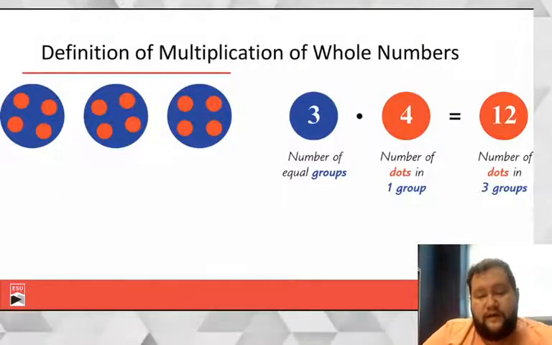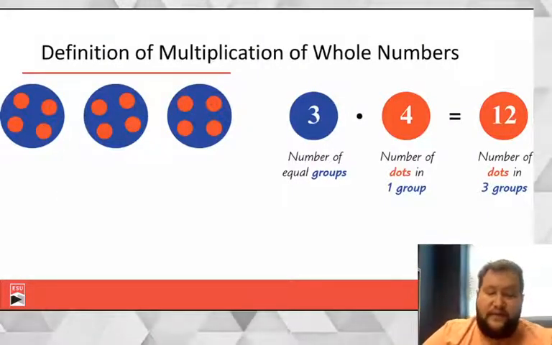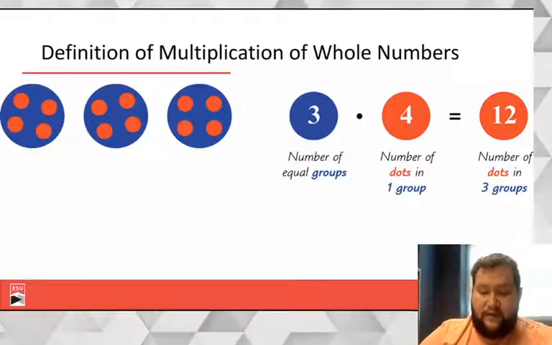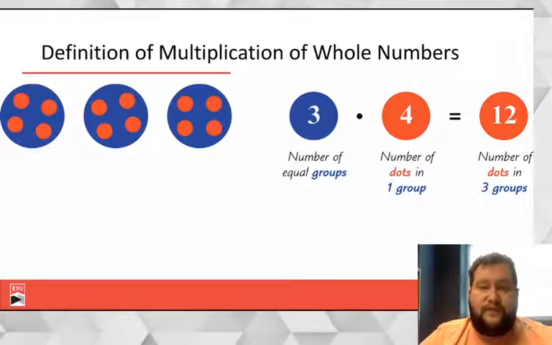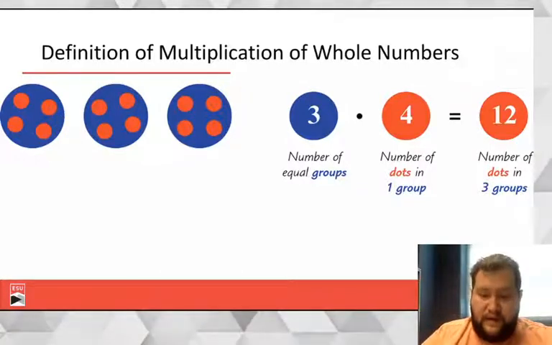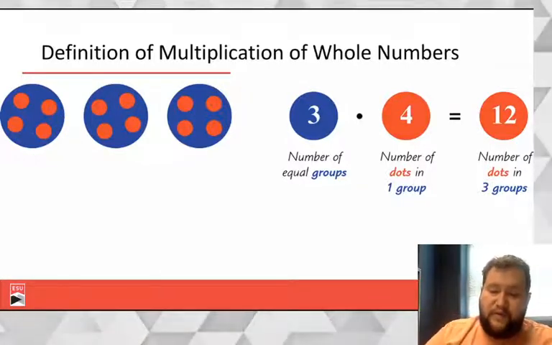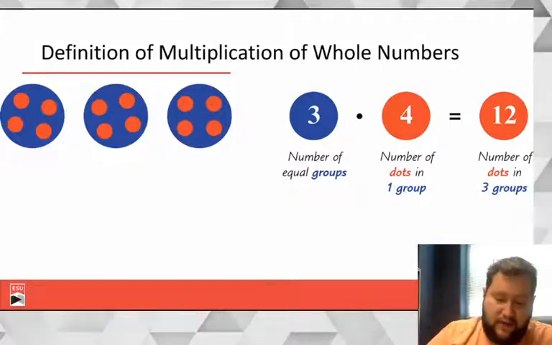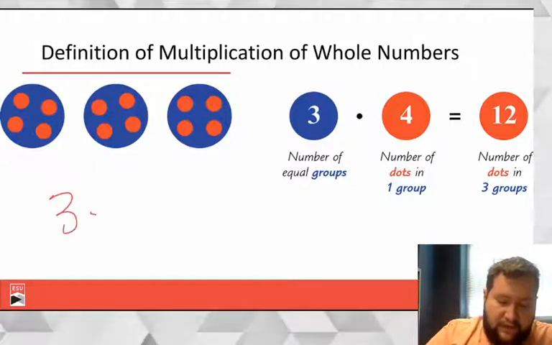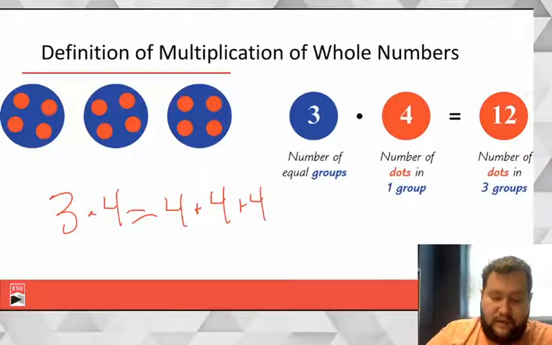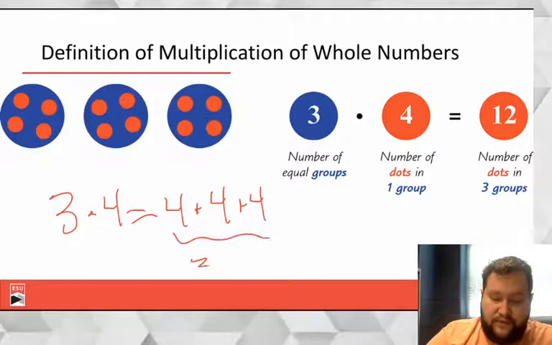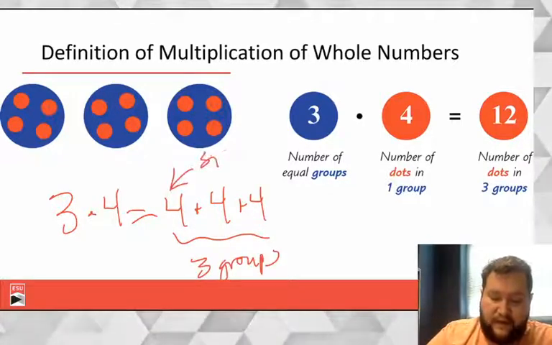And so our definition is that 3 times 4 equals 12. We have 3 equal groups with 4 dots in each group, which gives us 12 in total. And so if we want to think of multiplication as repeated addition, 3 times 4 is the same as 4 plus 4 plus 4, because we have 3 groups, and 4 is the size of each group.